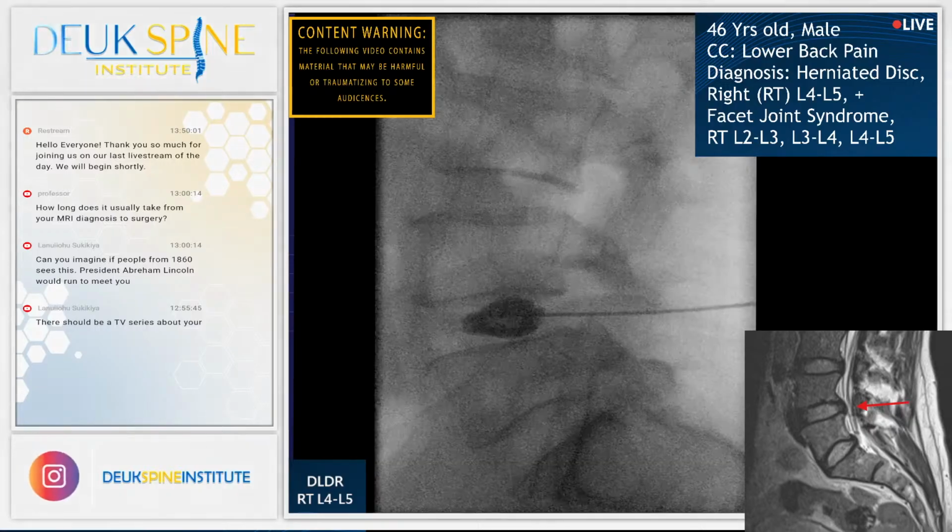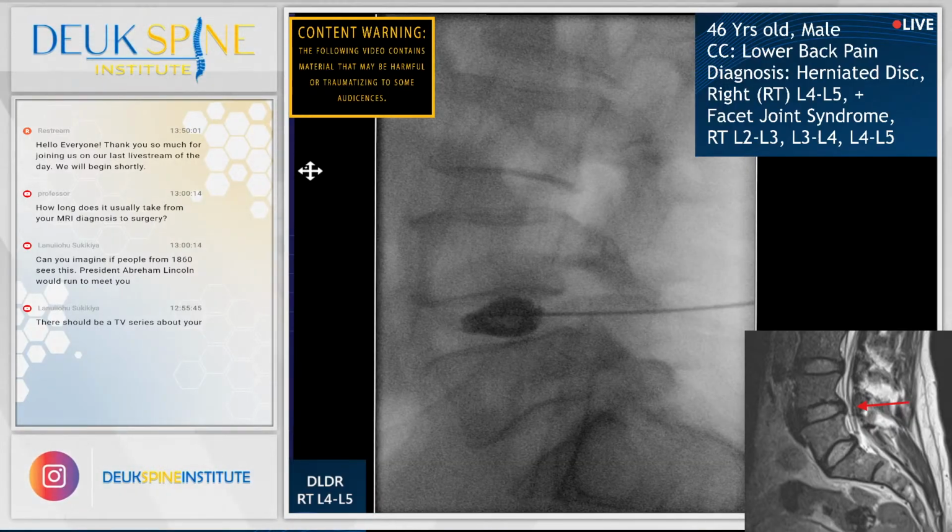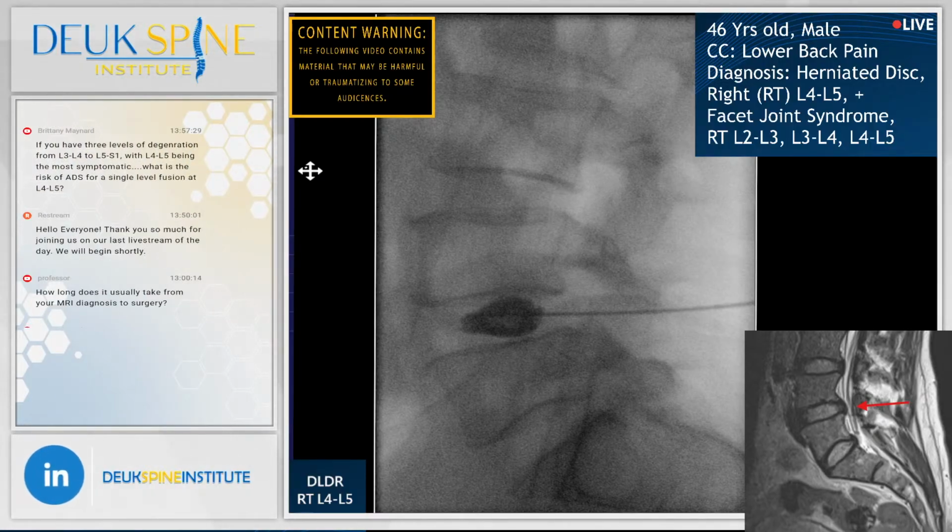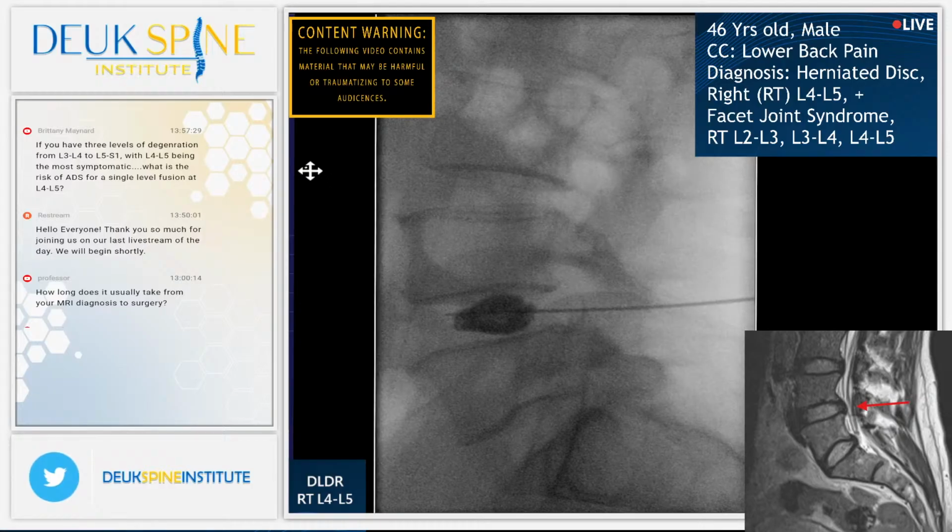But this disc, L4-5, has a tear. It's worse on the right side. That's why we're doing the right side. His pain is on the right side. So we're going to go in and do our Duke laser disc repair. And then when we're done here, we're going to do the Duke plasma rhizotomy for the facet joint pain.